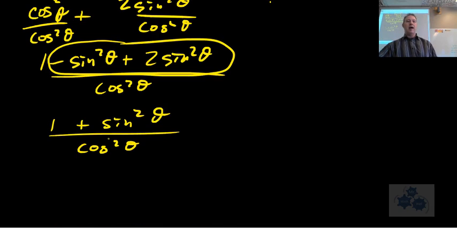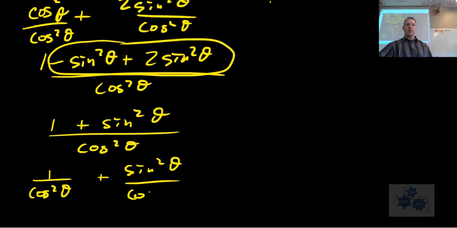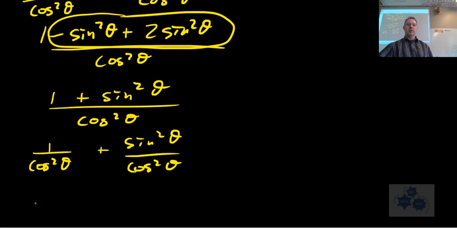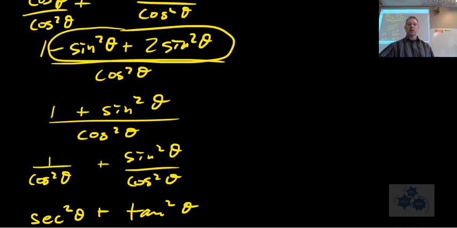And now that we have this, we are almost done, because you can separate these now. 1 over cos squared theta plus sine squared theta over cos squared theta. And 1 over cos squared is secant squared theta, and sine squared over cos squared is tan squared theta. And I believe that's what we were looking for, secant squared plus tan squared.